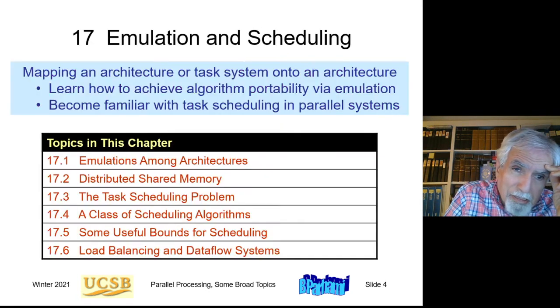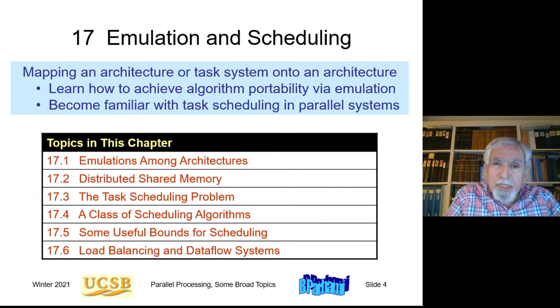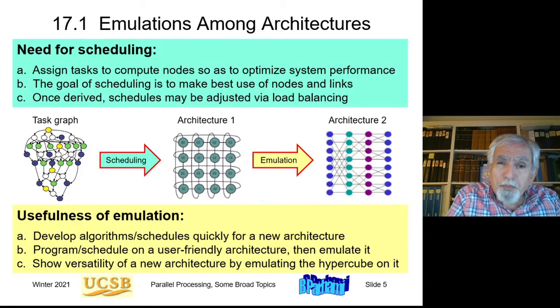Chapter 17 is entitled Emulation and Scheduling. Scheduling is essentially self-describing. Emulation is perhaps a little less obvious, and I'll define what we mean by emulation. So here I show in this slide that both scheduling and emulation are instances of mapping of graphs onto graphs.